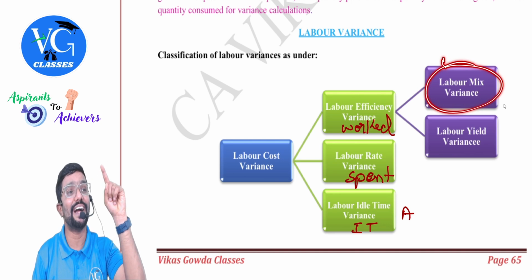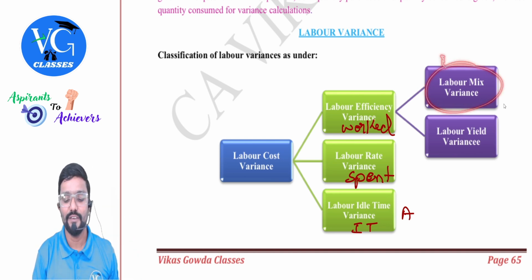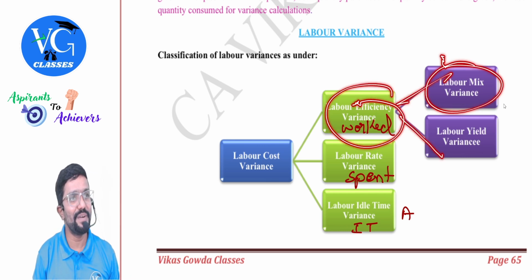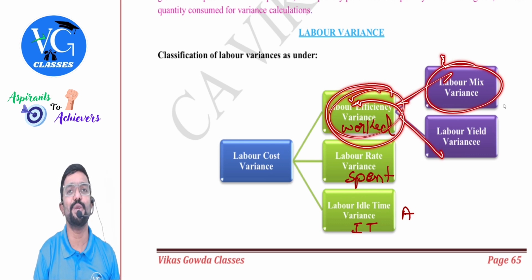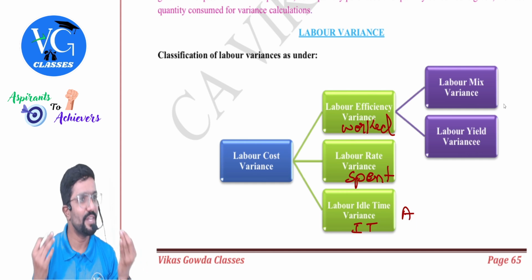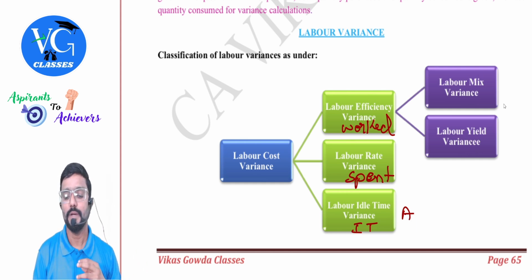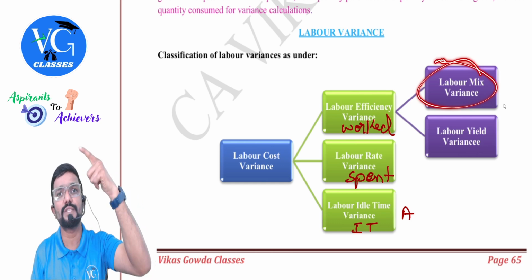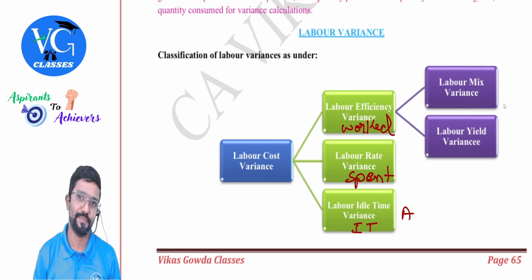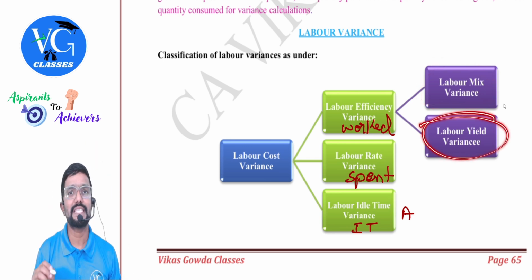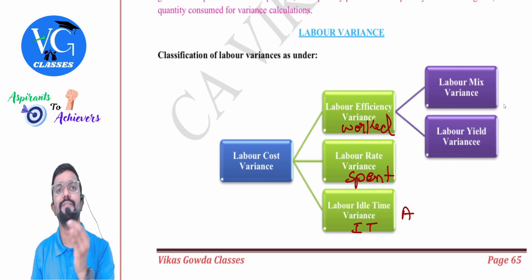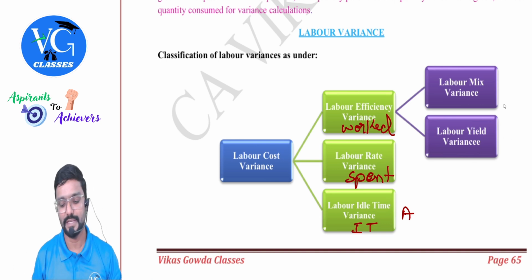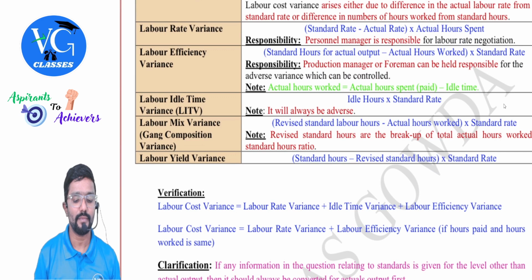Actual hours spent or work done. Guys, simple logic. For efficiency, you are using work done, not spent. And these two are the subdivision of efficiency. So what should you use? Work. Common sense. You have to use work. So revised standard hours minus actual hours work into standard rate. Whereas here, standard hours for actual output minus revised standard hours into standard rate. Clear?